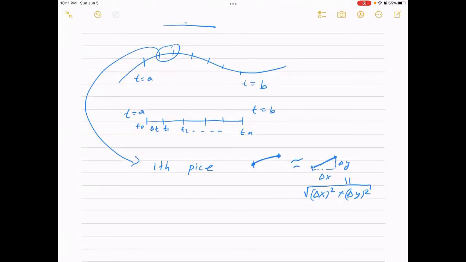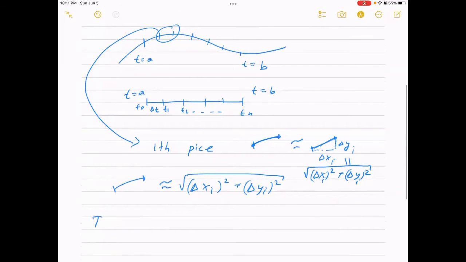So what we conclude is that the length of the ith piece is going to be approximately equal to the square root of delta x i squared plus delta y i squared. I'm going to write down the index i on delta x i, delta y i, because that's happening on the ith piece. So then the total length is going to be approximately equal to the sum of our approximations, the square root of delta x i squared plus delta y i squared, i from 1 to n.